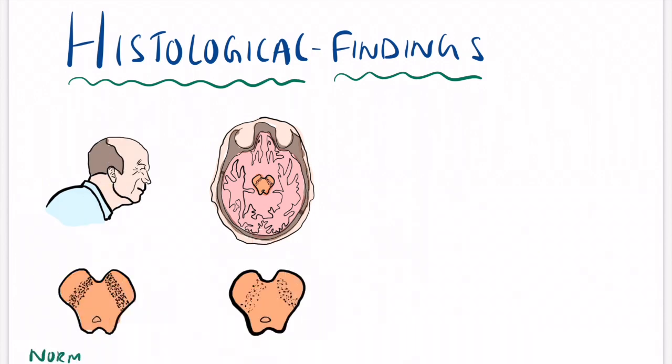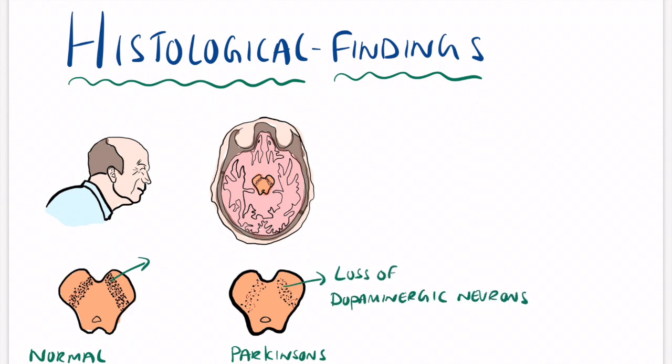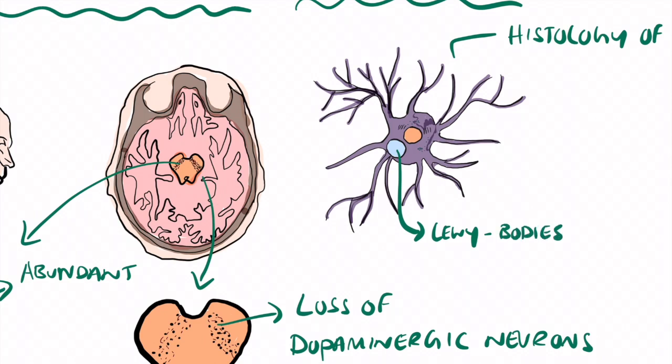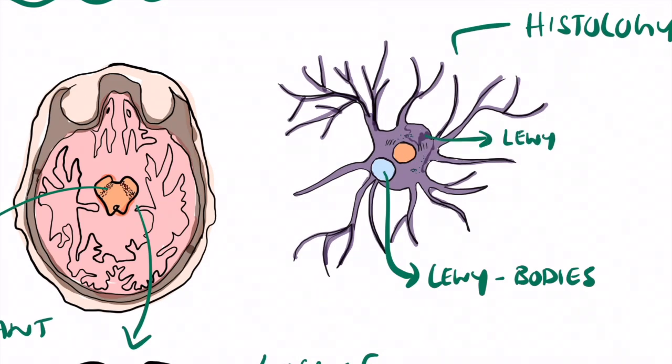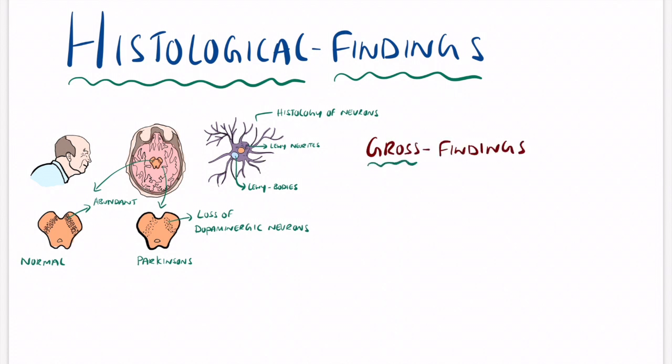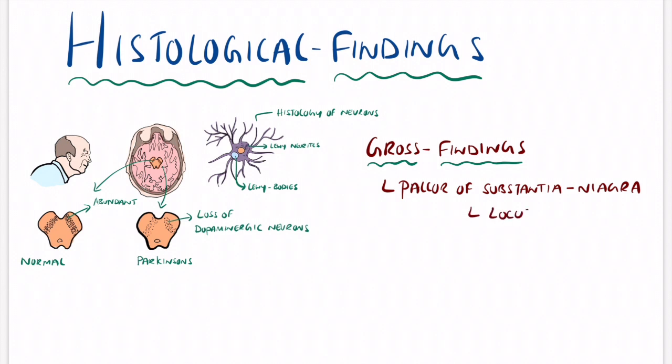On histology, you can see a normal person's substantia nigra is more dark because there are abundant neurons compared to someone with Parkinson's. There's a loss of dopaminergic neurons, and microscopically within these dying neurons, you would find a histological entity known as Lewy bodies. So on gross findings, i.e., what you see, there is usually a pallor of the substantia nigra or the locus coeruleus. And then microscopically, you would find Lewy bodies.